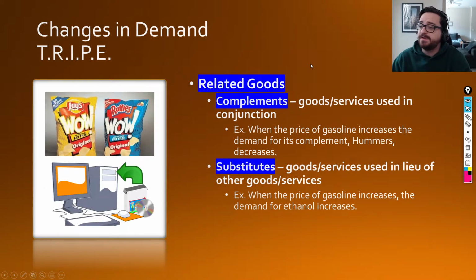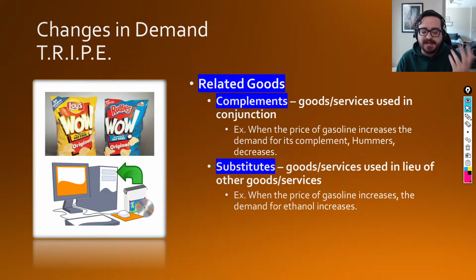Second one, related goods. Two vocab terms show up here: complementary goods and substitutes. The idea for related goods is that sometimes your goods are connected to other goods, and when the price of those other things gets affected, it changes the demand for your own good. An example, if we're talking complementary goods, cars and gasoline are complementary goods.